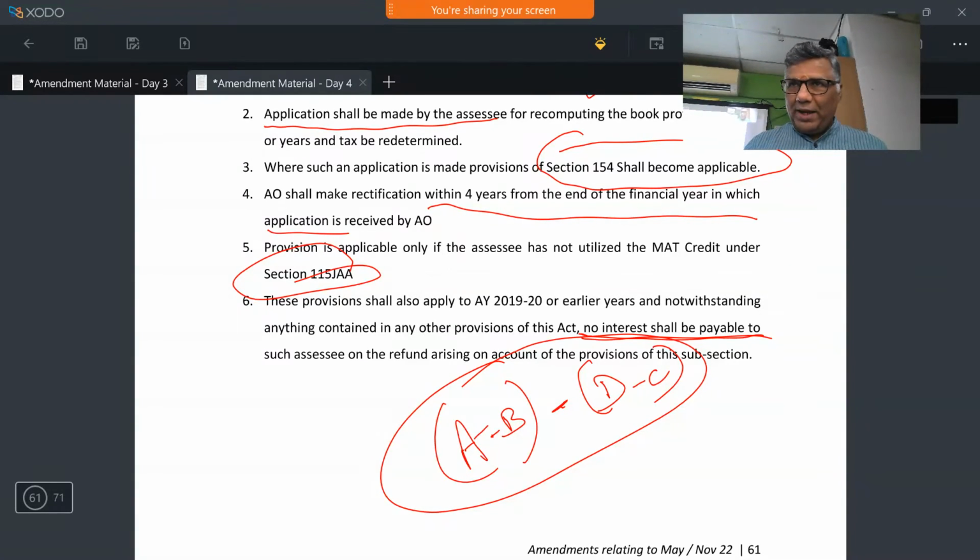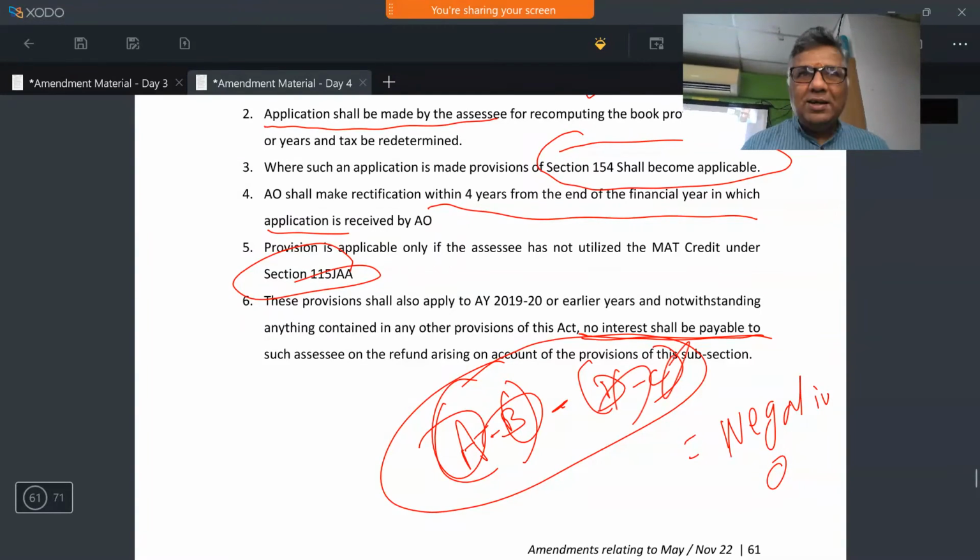Friends, if this comes as negative, then it is 0. If any of these becomes negative, it is 0. If MAT is not applicable, then also it is 0.